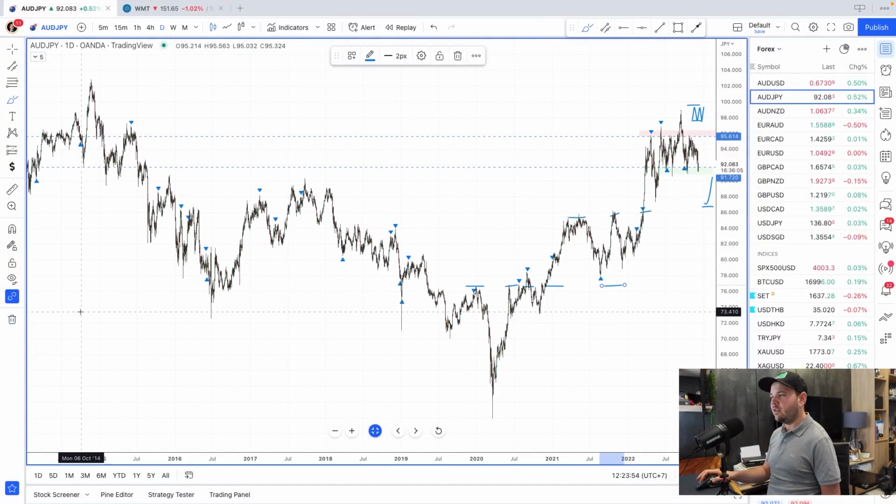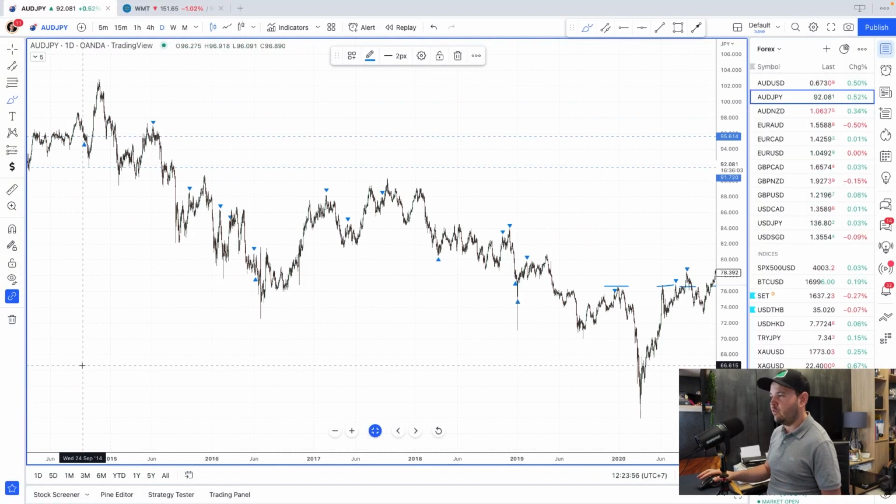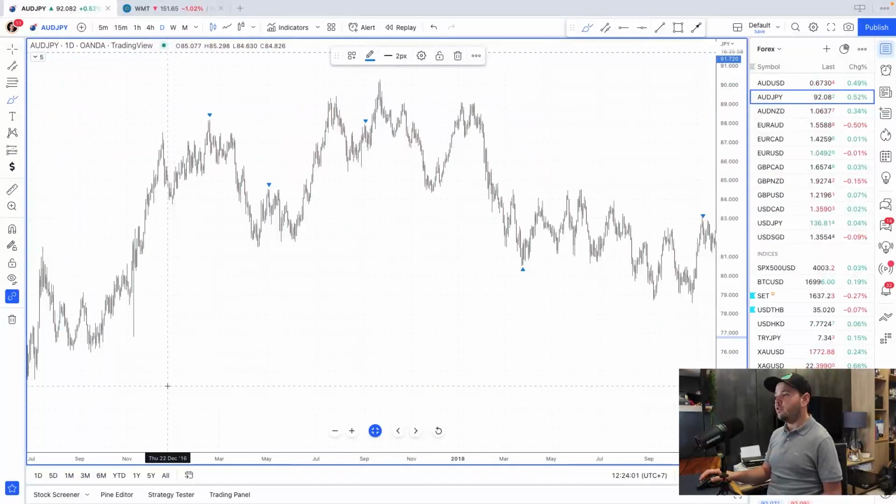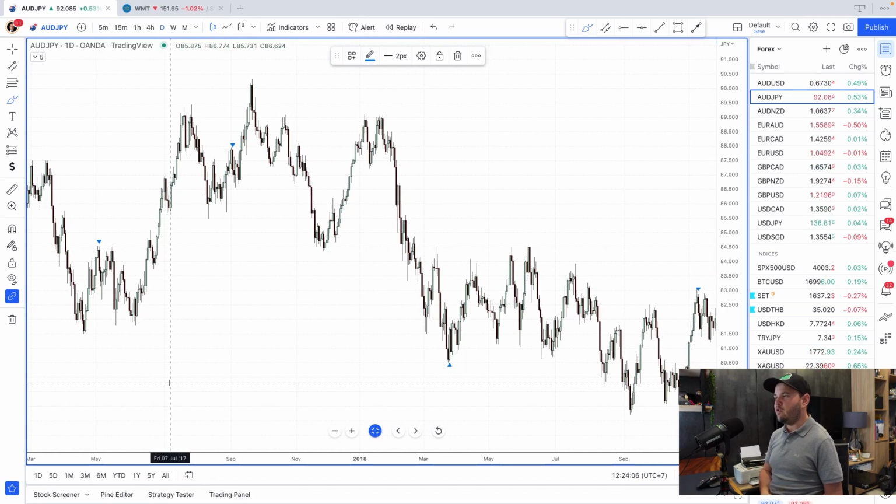Now, if you've been in the market for a few years, you know there's no miracle solution ever. There's never going to be a tool that works all the time. All the tools work sometimes. And if you use them in the right market context, they will work. But if you use them in the wrong context, they won't work.